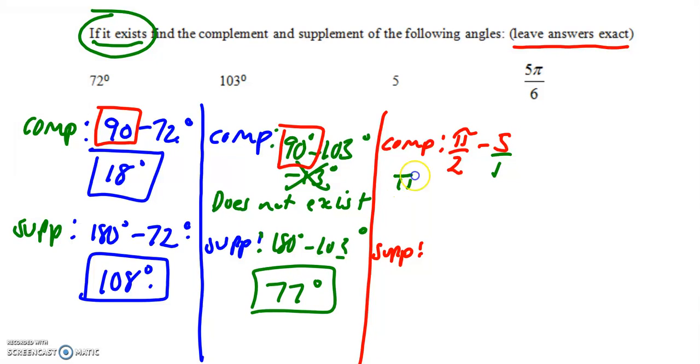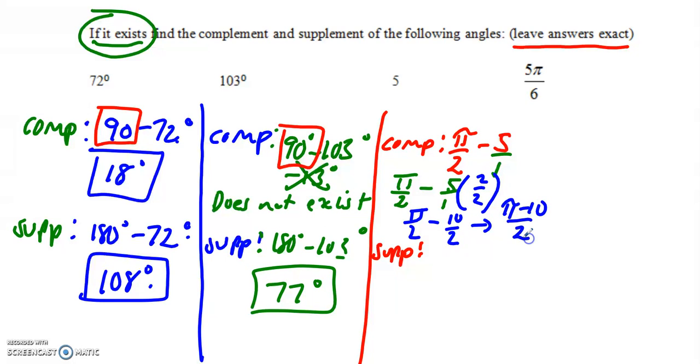So if I wrote down the problem, pi over 2 minus 5 over 1, the common denominator is 2, which means that this second fraction would need to be multiplied by 2 over 2 to get the same denominator. So we'd have pi over 2 minus 10 over 2, which we can combine to be pi minus 10 all over 2. So that would be your answer as an exact radian.